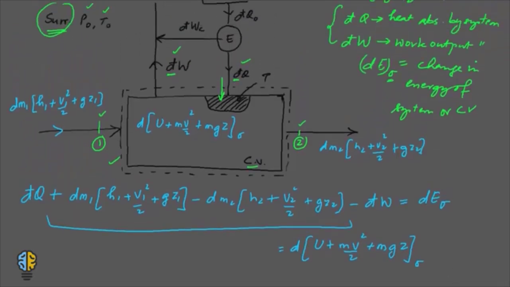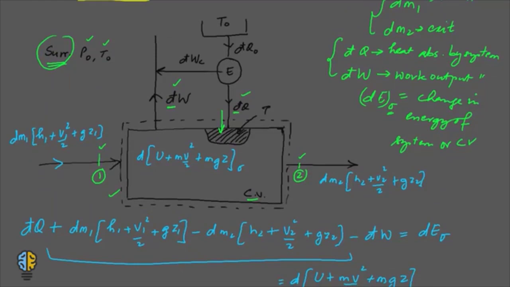Now let's go back to the diagram and see that there is a temperature difference between the control volume and the surroundings. The control volume is at temperature T and the surroundings are at temperature T naught. So there is a finite temperature difference.